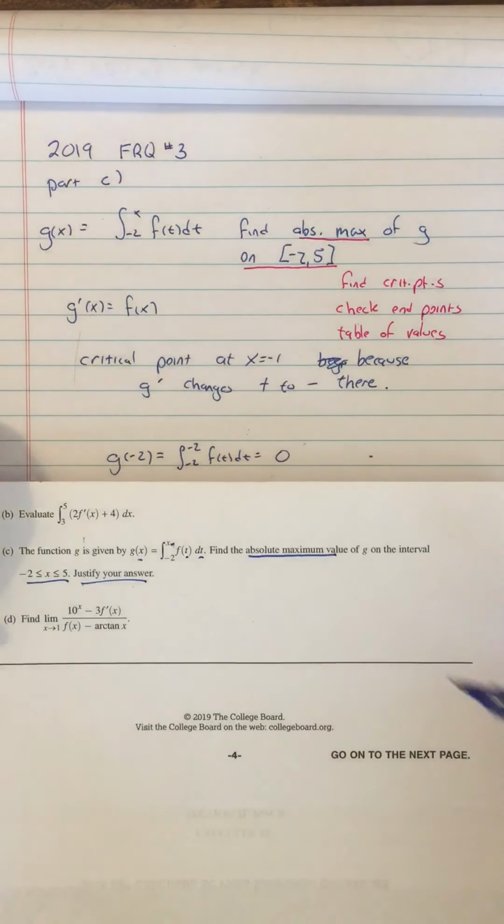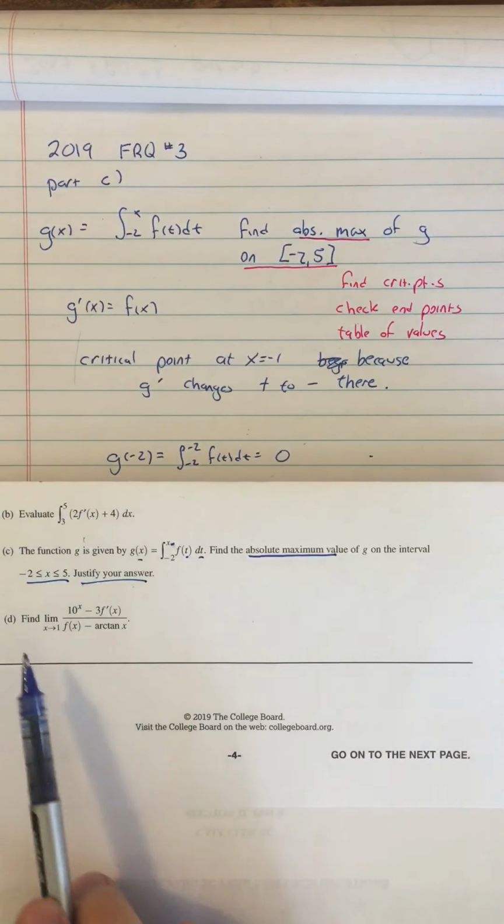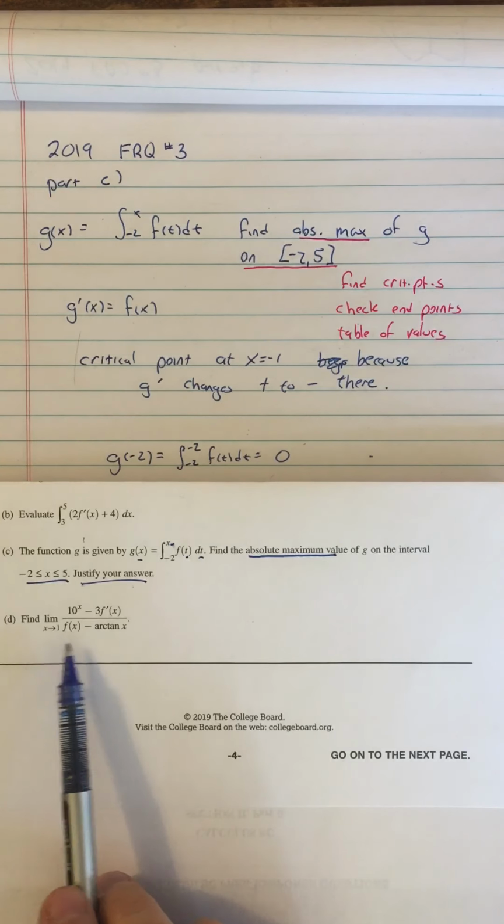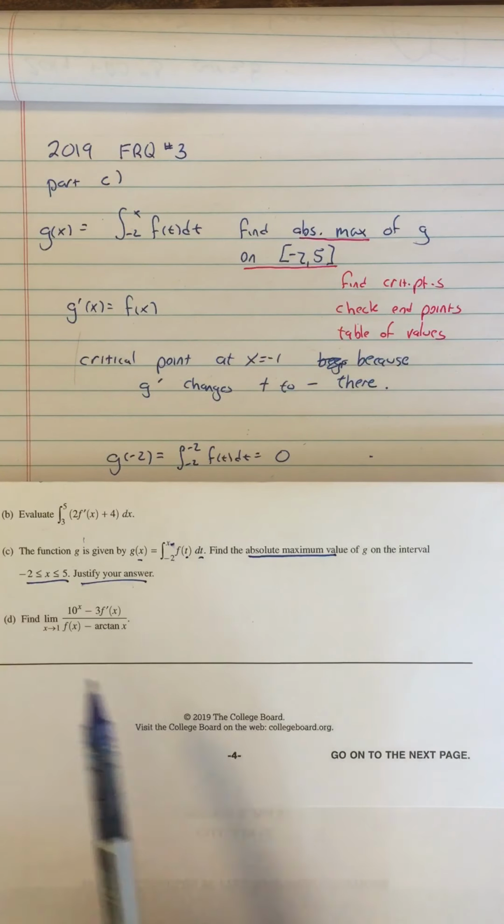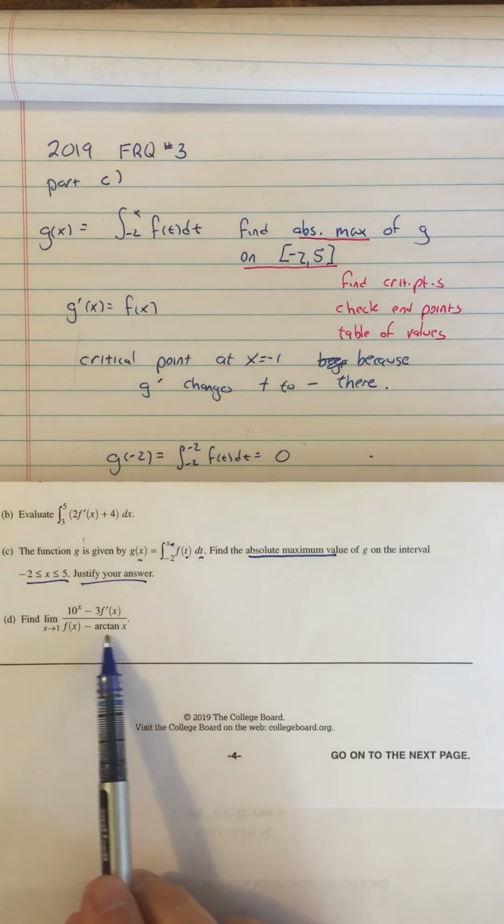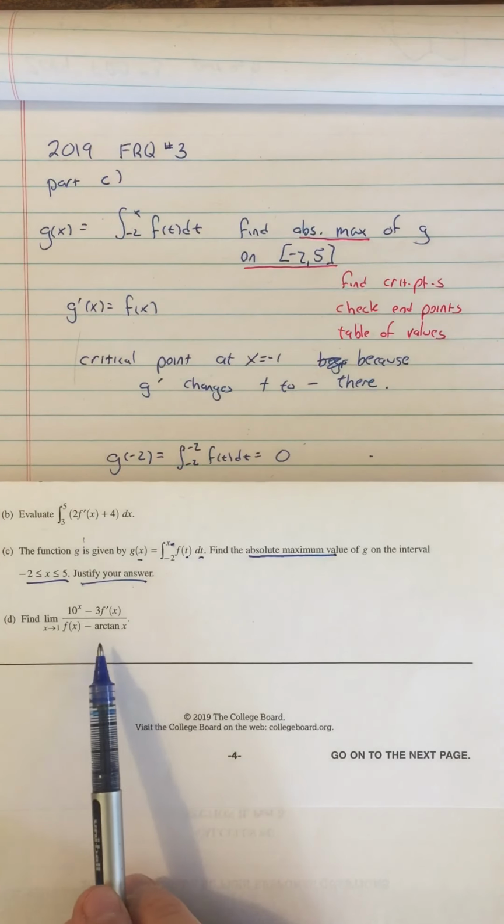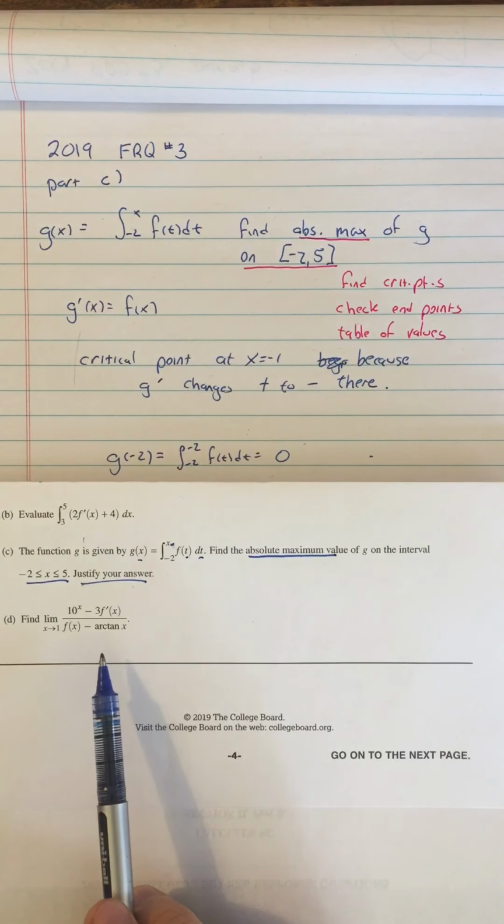So in part D of this question, they're asking us to find a limit. The limit as x approaches 1 of 10 minus 3f'(x) over f(x) minus arctan x. Like anybody says arc tan anymore. That just means inverse tangent.